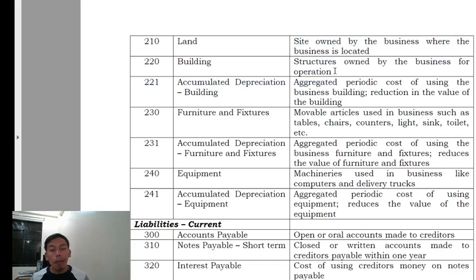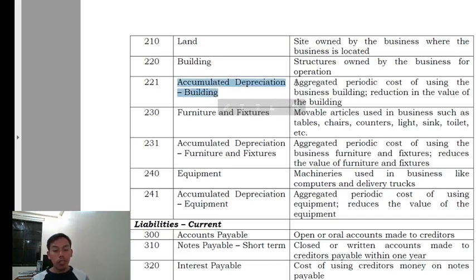Remember, dapat pagmamay-ari po natin. Kasi what if pagmamay-ari lang natin yung building, pero yung lupa na nakatayuan ng building natin, hindi natin pagmamay-ari. Siyempre, ang report lang natin, building. Wala tayong land eh. Now, we have also accumulated depreciation building.